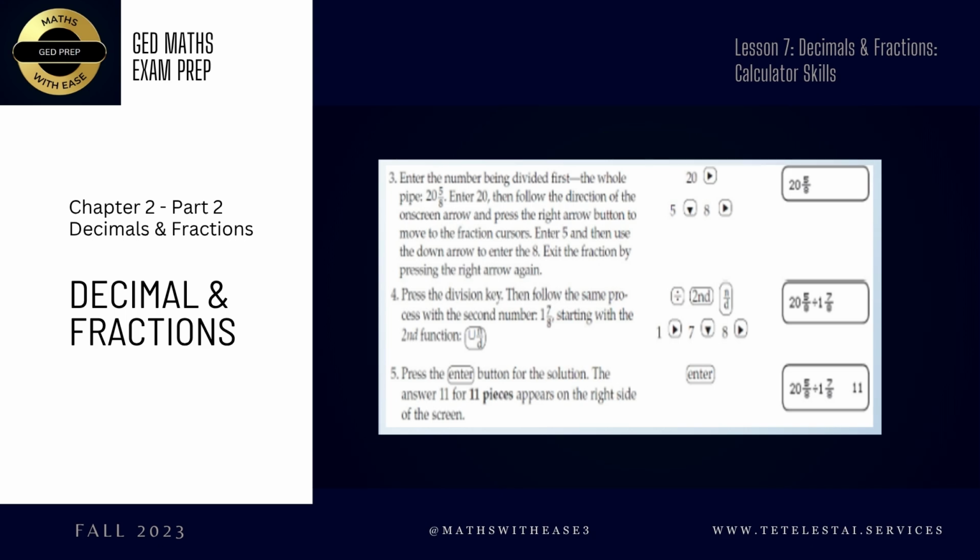And in this case, the answer for 20 and 5/8 divided by 1 7/8 is 11. And so we can say that the original pipe, which is 20 feet and 5/8 of an inch long, can be cut 11 ways if the dimension that we're measuring is 1 7/8, 1 foot and 7/8 of an inch.